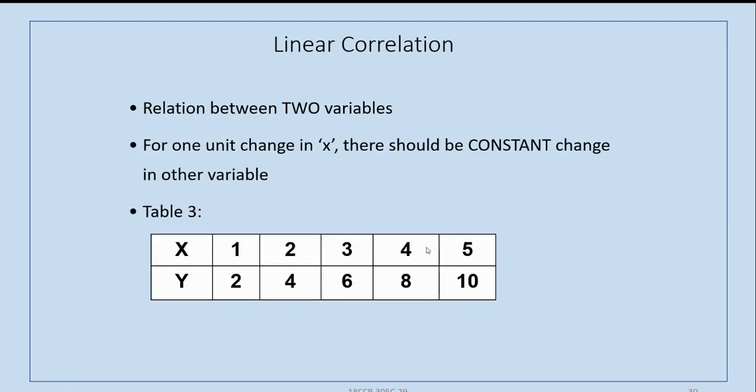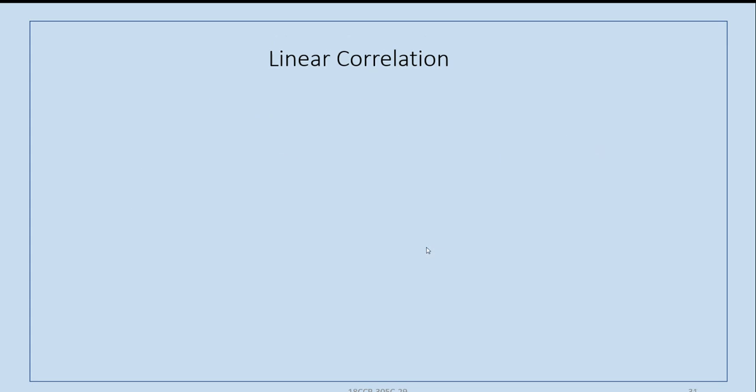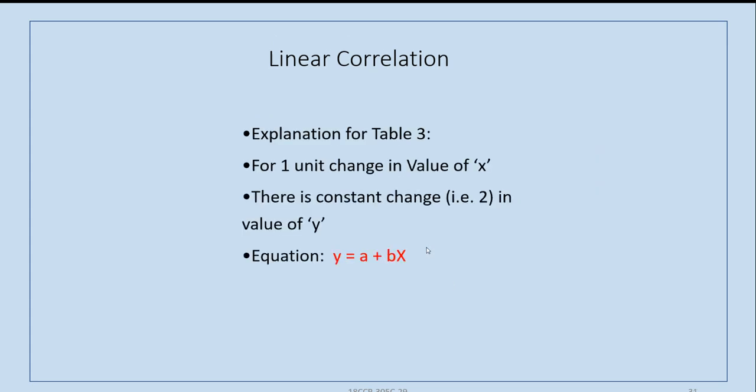In a linear relation between two variables, one is increasing constantly and another is increasing constantly. See here, x is increasing by 1 for every item: 1, 2, 3, 4. There is a difference of 1 in x, and in y also a difference of 2 is there. That is linear correlation. We can measure linear correlation by y equals a plus bx. This we can use in the regression coefficients.